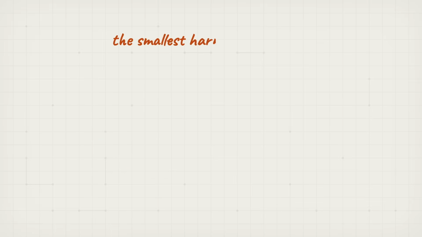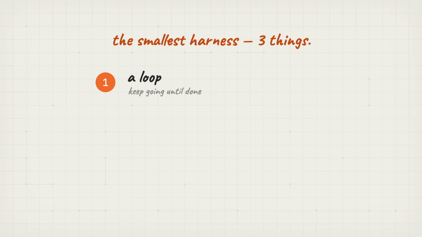Okay, so now the fun part. Let me show you the smallest possible harness that you can build. You only need three things for it. The first thing is a loop, which simply means keep going until the job is finished. The second thing is one tool. So give the model just one real thing that it is allowed to do. Let's say the ability to run a command.